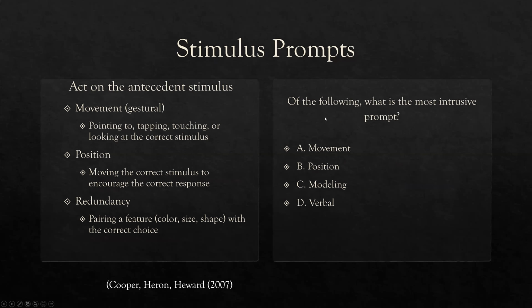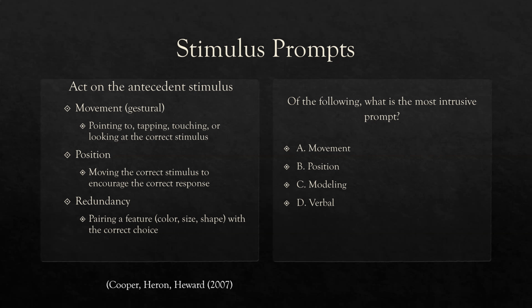Let's talk about stimulus prompts. We're acting on the antecedent stimulus. So now we're actually manipulating whatever the antecedent stimulus is that's evoking the response. The easiest way to think about these is picture cards, okay, a field of three. We're not physically guiding, we're not telling them what to do, and we're not modeling. We're looking and pointing at the stimuli, we're adjusting the stimuli, right? Understand the difference between the response prompt and the stimulus prompt and what we're manipulating.